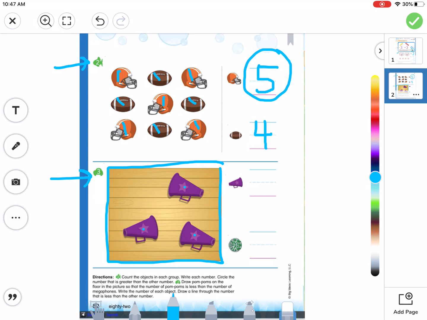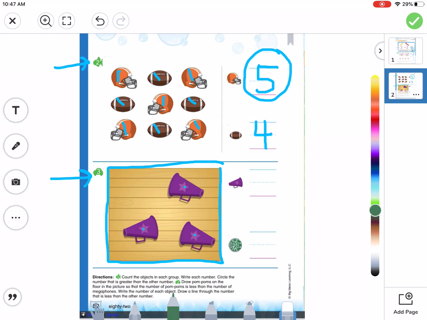Is 1 less than 3? Yes. Could I draw 2? Is 2 less than 3? Yes. So Mrs. Hensley is going to draw 1. You can draw 1 or you can draw 2. It's your choice. And the pom-poms are green, so Mrs. Hensley is going to make them green.